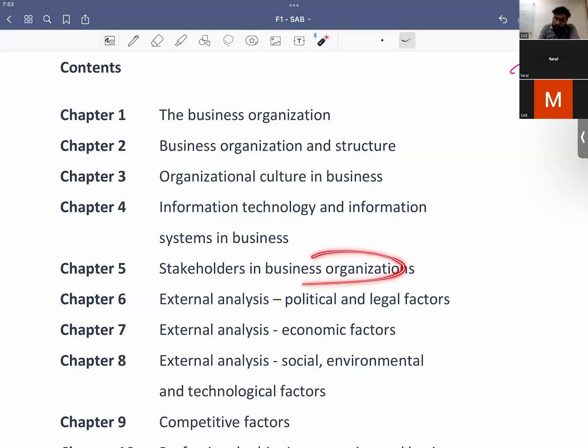Then we have stakeholders in business organization. I guess you know stakeholders. Stakeholders are basically the people who get impacted by the organization's acts, or who can impact the organization. For an organization, a government is a stakeholder, an employee is a stakeholder. Well, this is a brief review of all chapters, and we'll discuss these things in detail in all chapters, right?